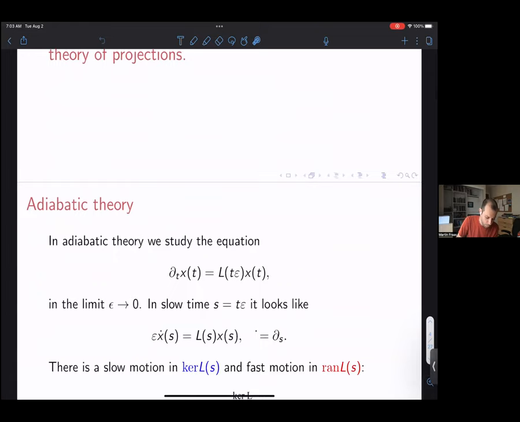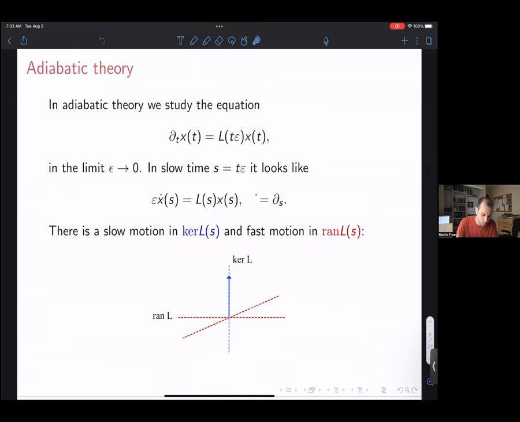Okay. So first, what is adiabatic theory? What we study in adiabatic theory are equations of this type. It's a differential equation where the unknown is a vector x of t, generated by some slowly dependent generator L. It depends on time t slowly because epsilon is small, and we study this equation in the limit where epsilon goes to zero.